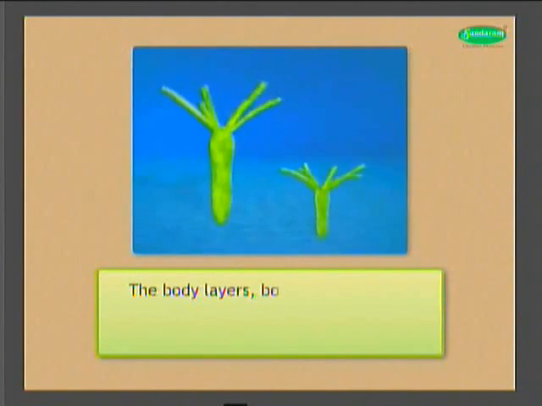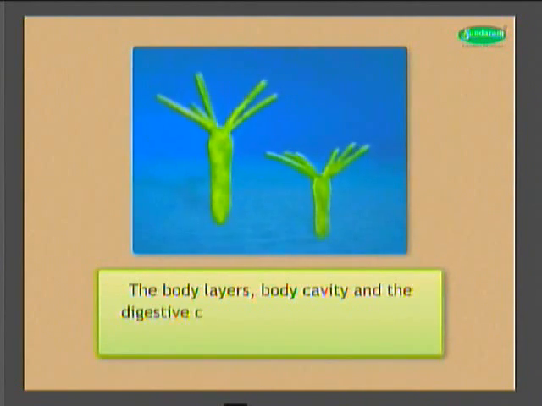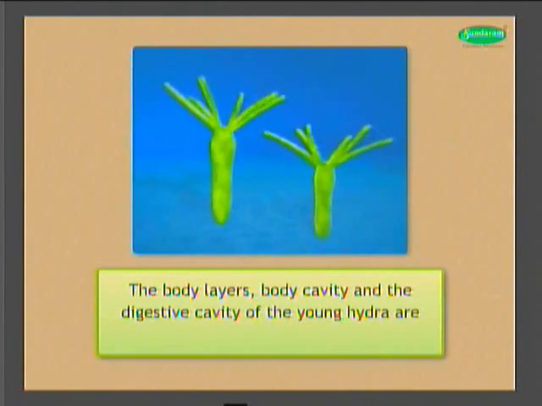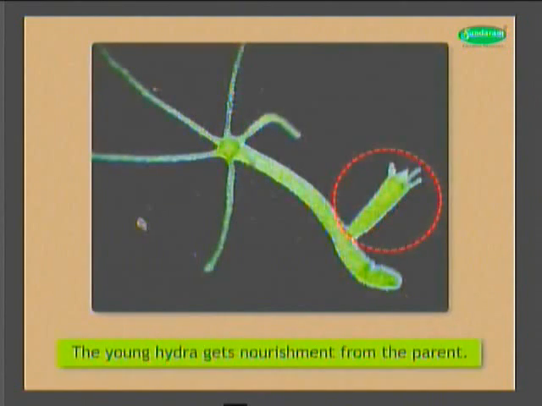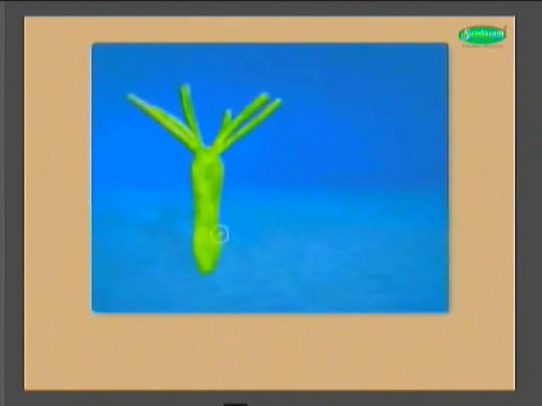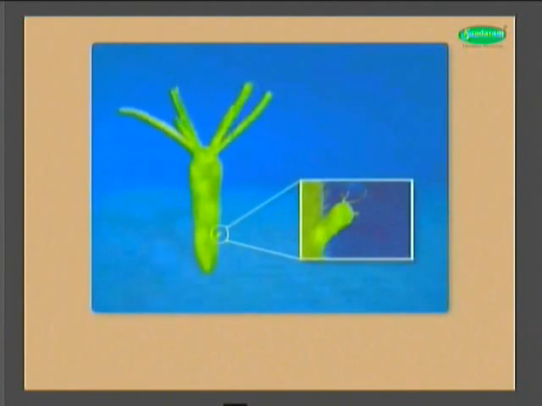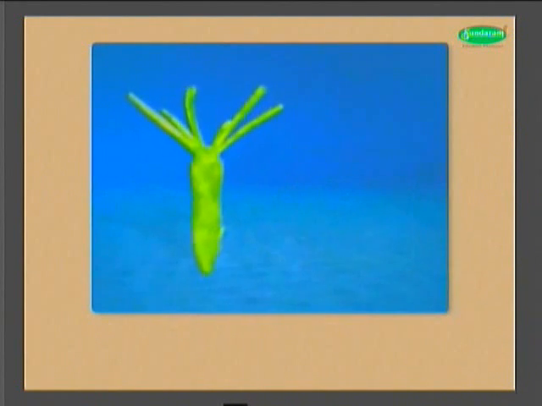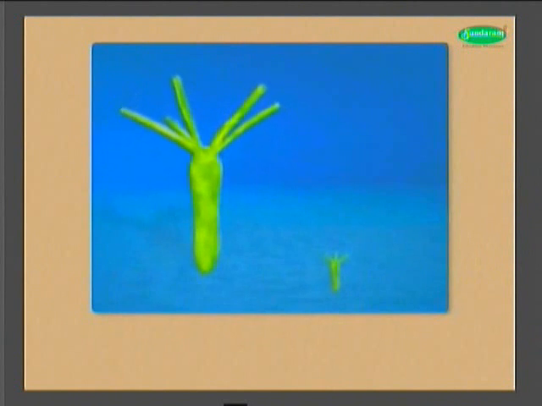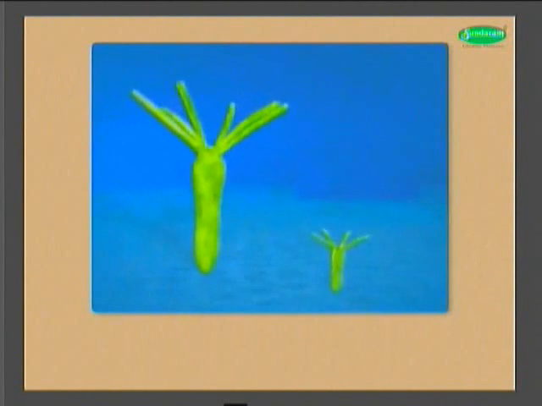The body layers, body cavity, and the digestive cavity of the young hydra are continuous with that of the parent hydra. The young hydra gets nourishment from the parent. When the young hydra is sufficiently developed to take up an independent existence, the base of the new hydra seals off and thus allows the new individual to break off from the parent hydra.